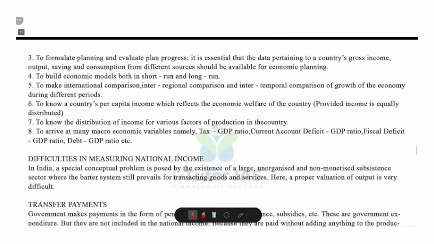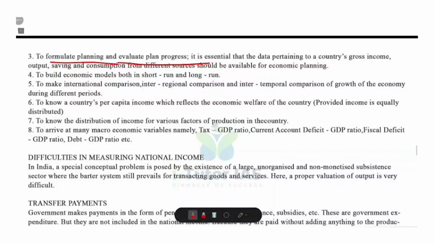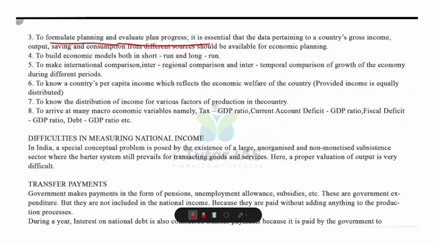Then it also helps to formulate planning and evaluate plan progress. National income data helps the government plan the economy, like how much to spend, save or invest. It also helps check whether the plans are working over time. It helps to build economic models, both in the short run and long run. That means economists use national income data to create models to predict short term or long term economic trends.